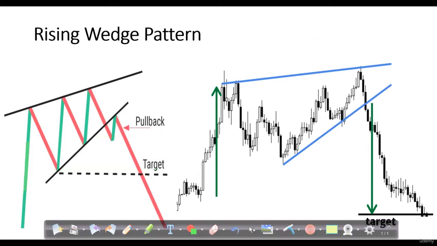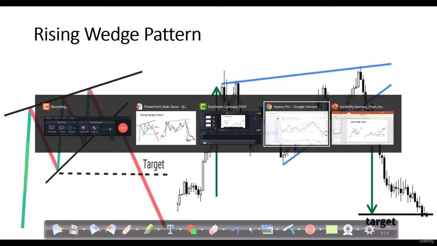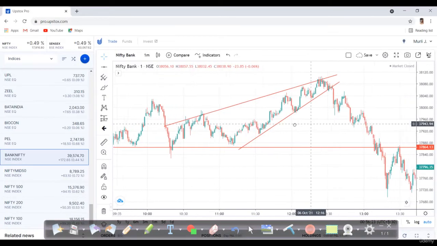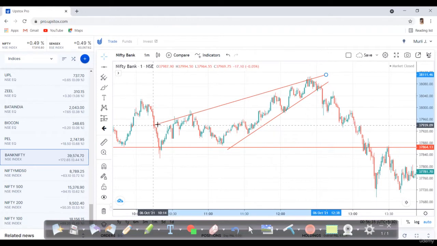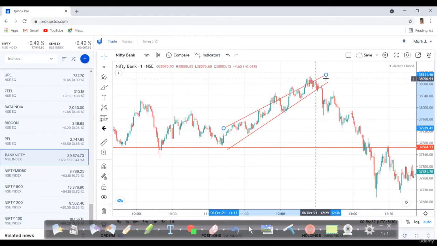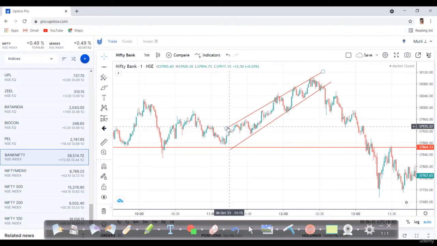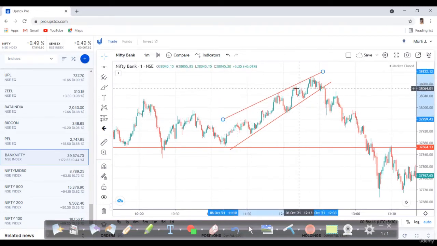Now let's take an example from the chart itself. If I show you the chart, you can see the market is moving upside. The trend line looks like this. Now you can ask me, why did you draw the trend line like this? There is a high probability that the trend line is like this, right? Why did I not mark the trend line like this? This trend line is also correct, and this is also a rising wedge pattern.